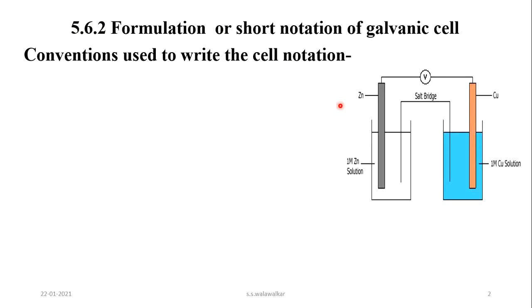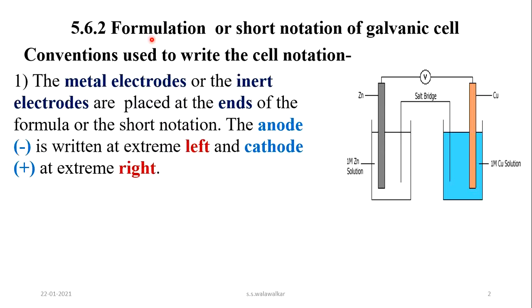So first convention, that is the metal electrode or the inert electrode such as carbon, platinum, etc. are placed at the end of the formula or the short notation, and the anode where oxidation takes place, that is negative electrode, is written at extreme left hand side of the formula, and cathode where reduction takes place, that is positive electrode, is written on extreme right hand side of the formula.